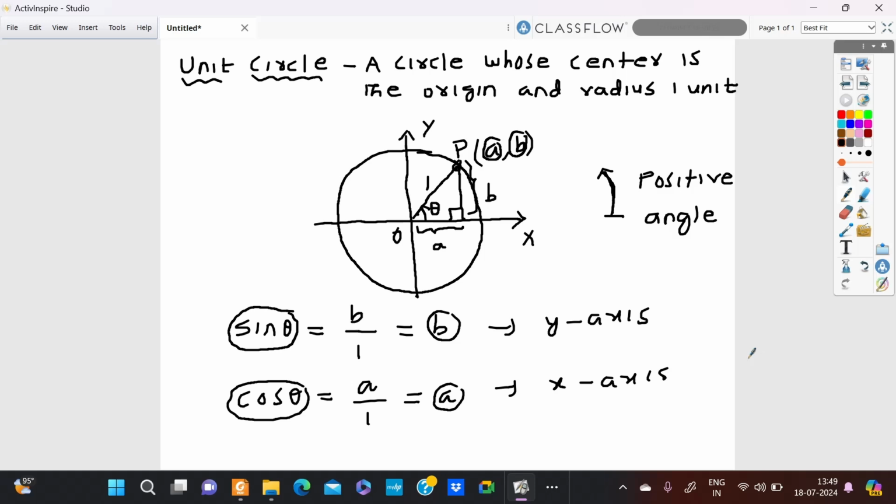So this is the final information that I want to share with you: if you choose any point on the circumference of a circle, let it be the first quadrant, second quadrant, third quadrant, or fourth quadrant, and you try to form a right angle triangle with theta as an acute angle, and you choose any point on the circumference, that point is always going to be (cos theta, sine theta), as cos theta represents the x-axis and sine theta represents the y-axis.